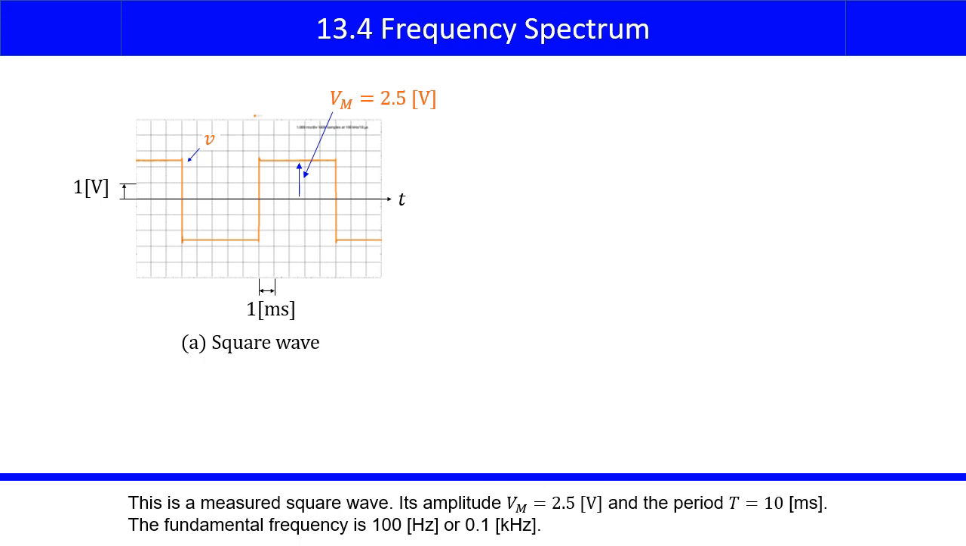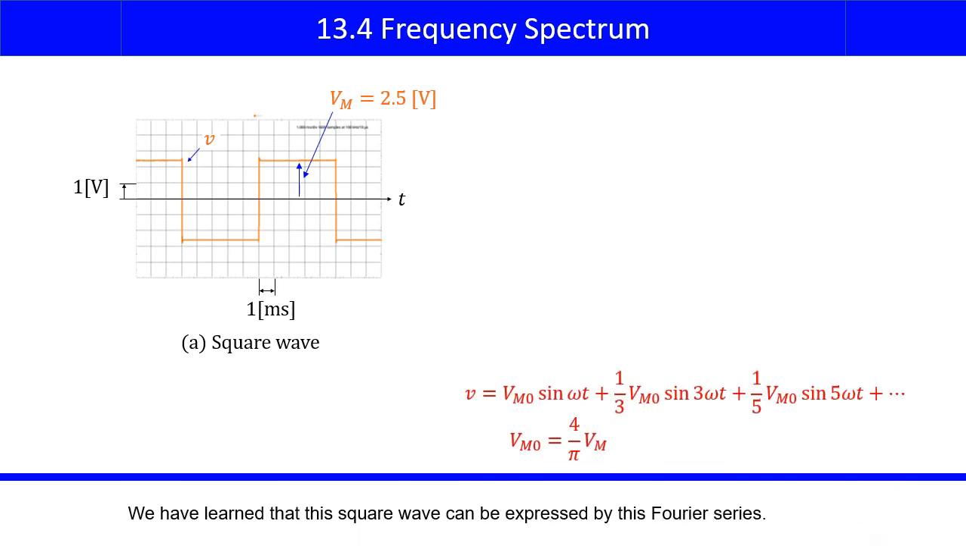This is a measured square wave. Its amplitude Vm equals 2.5 volts and the period T equals 10 milliseconds. The fundamental frequency is 100 Hz or 0.1 kHz. We have learned that this square wave can be expressed by this Fourier series.